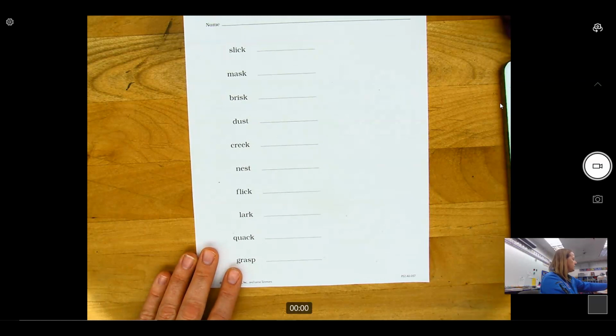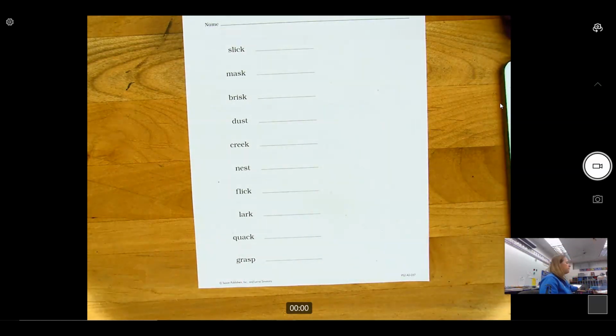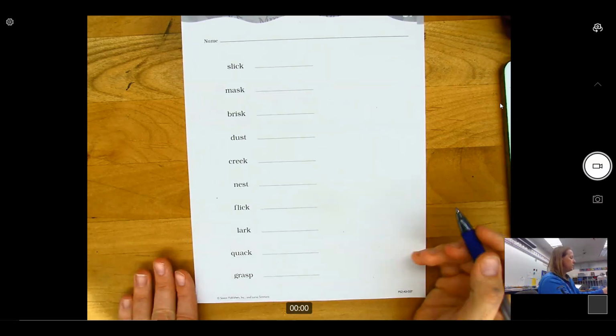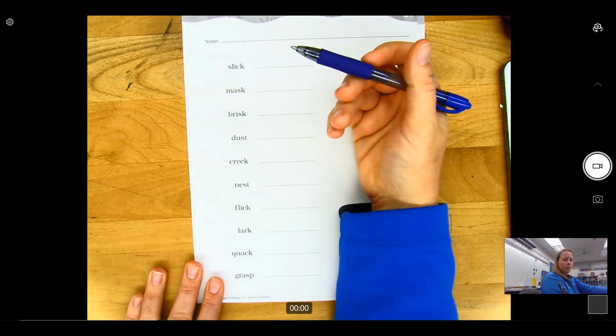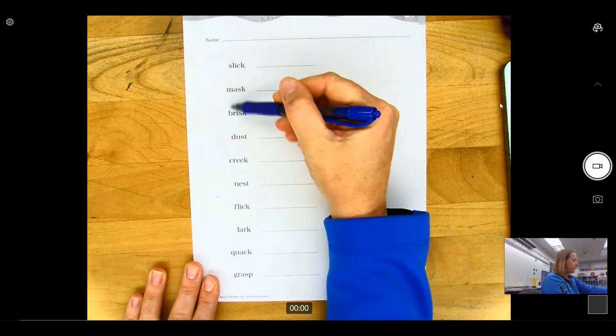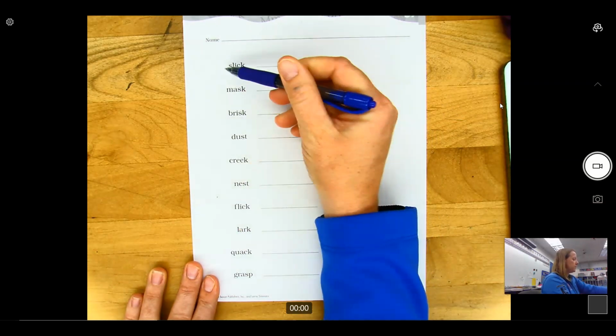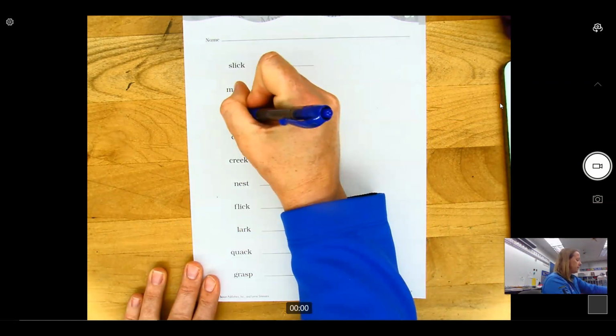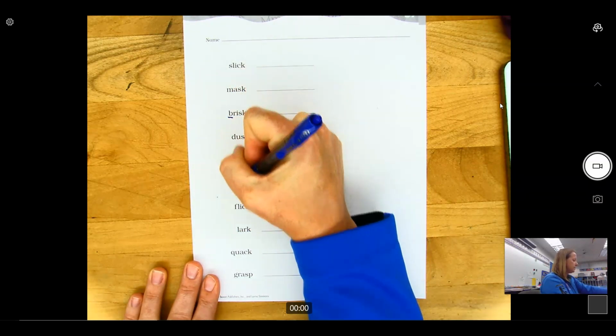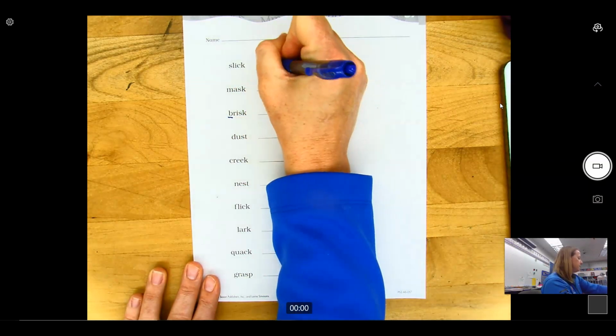Okay, we have this page. This page, of course, talks about ABC order. Exactly. So now we're putting words in order. Once again, we start with the letter A. Are any of the first letters in any of these words an A? Nope, so we go to B. Oh, here's a B. Any more B's? Nope, so this one is first.